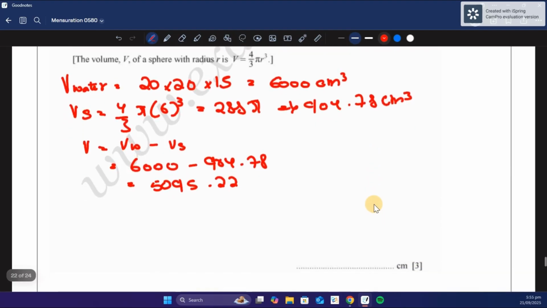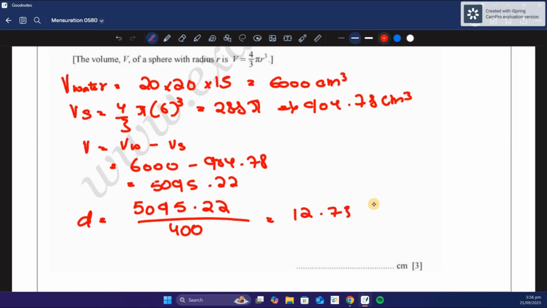Now we need to find a new depth, so that would be given by the volume of the actual water, which is 5095.22, divided by the base area, which is 400. We already know that. This would give us 12.738, with the final answer of 12.7.